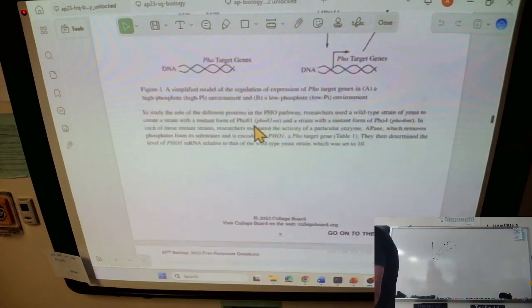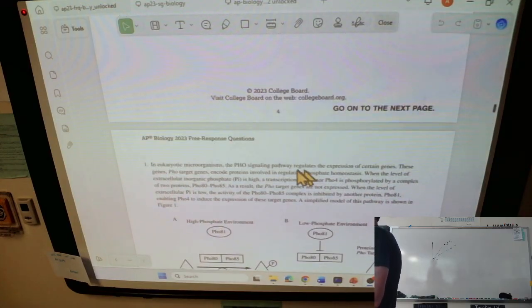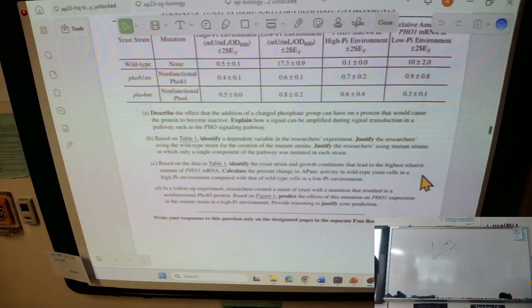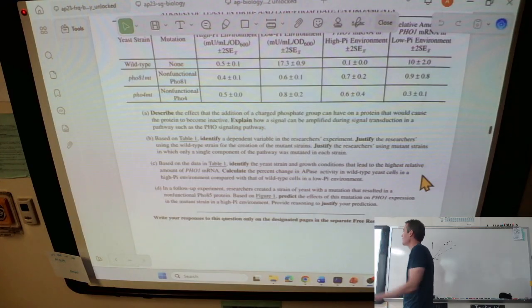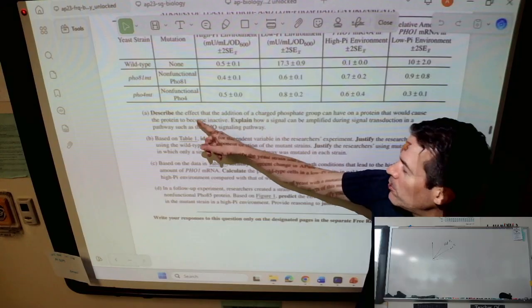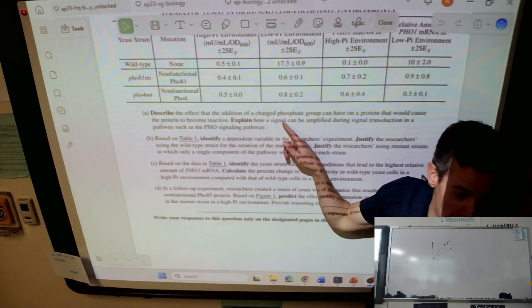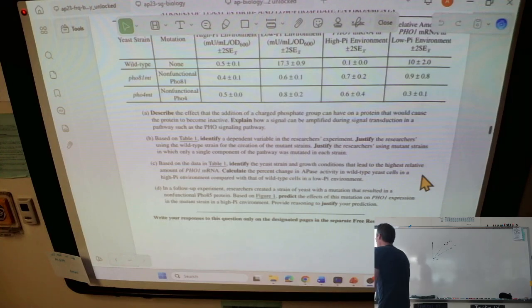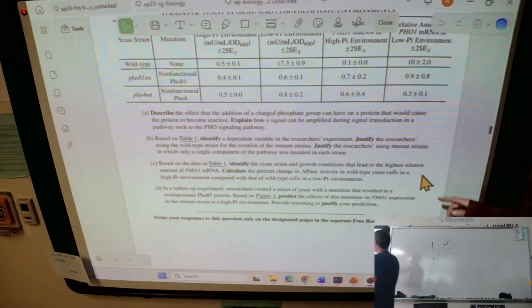However, pretend that I don't really read much of any of this, and I'm just like, all right, what's A ask? Describe the effect that the addition of charged phosphate groups can have on a protein that would cause the protein to become inactive. That's bold, so that's probably a point. Explain blah, blah, blah. That's bold, so that's probably a point. So if I add a charged phosphate group, what effect could that have on a protein that could make it become inactive?